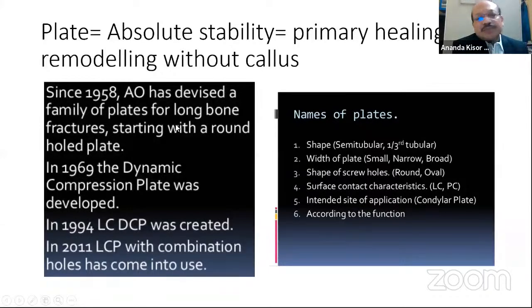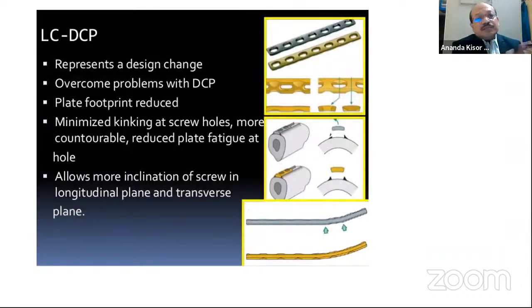Sometimes examiners may ask when the LCDCP started, when the DCP started, like that. So there are different types of plates depending on the shape, depending on the width, depending on the shape of the screw holes, surface contact characteristics, like that. The DCP, LCDCP will come later on. Then, according to the site of application and functions, like neutralization, buttress, and so on. So the LCDCP, basically, is a modification of the DCP. It represents a design change.